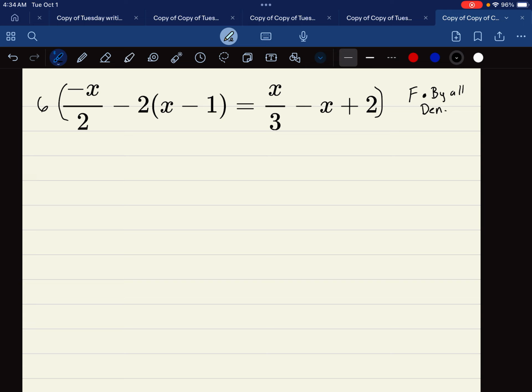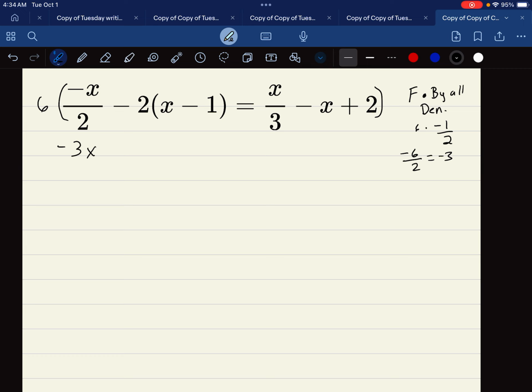So 6 times negative 1, and do this as a little scratch over here. 6 times negative 1 over 2. Well, 6 times negative 1 is negative 6 over 2, which is negative 3. So I got negative 3x.